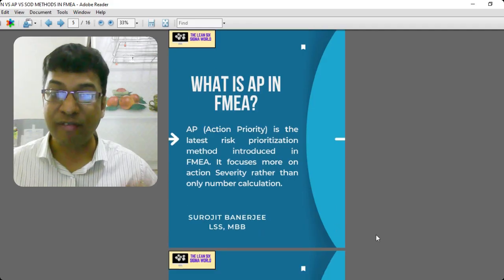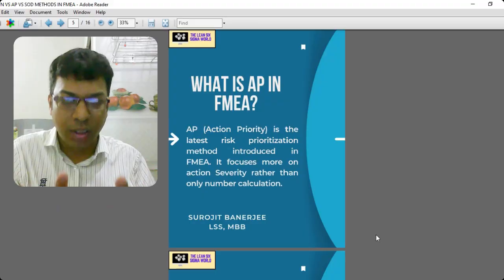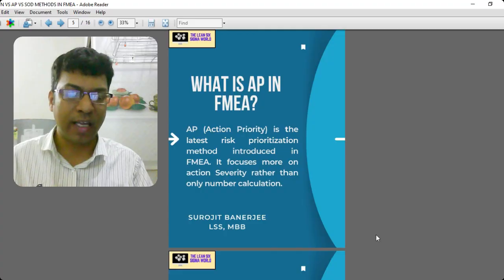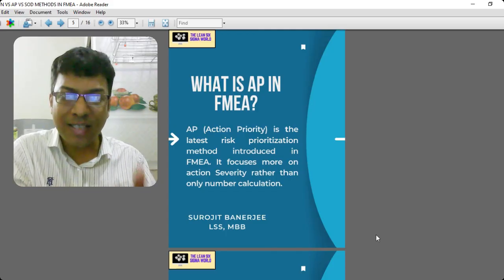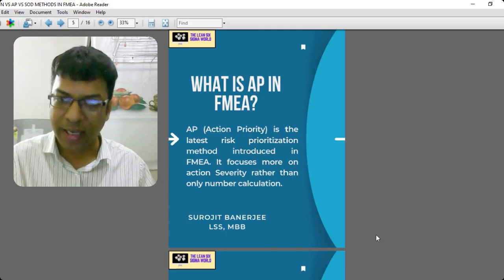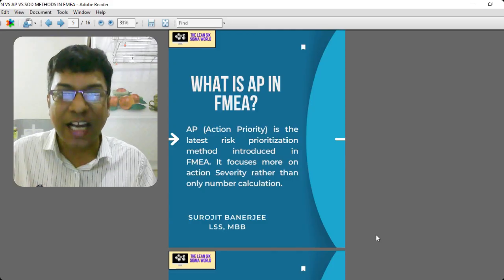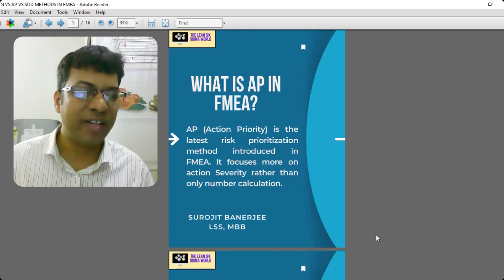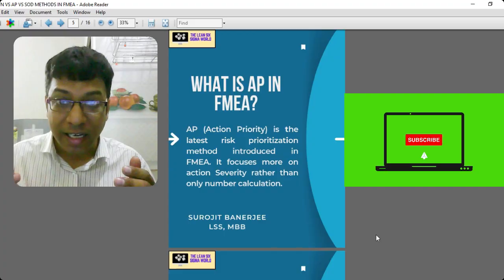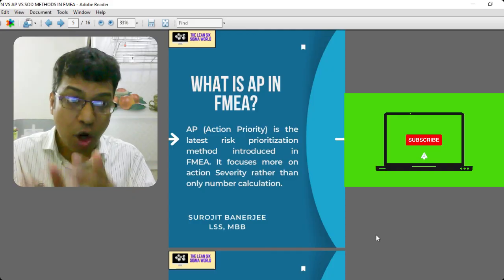What is action priority in FMEA? Action priority is the latest risk prioritization method that has been introduced in FMEA. Earlier we were using the RPN method. Now we are using the action priority method as per the latest guidelines given in FMEA by AIAG and VDA, first edition. It focuses more on severity, then occurrence, then detection, rather than only a number calculation. In RPN, we find one number. It can be 100, 200, 300, 500. But in action priority, we prioritize the risk based on severity, then occurrence, then detection.